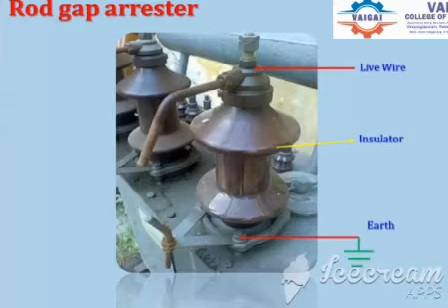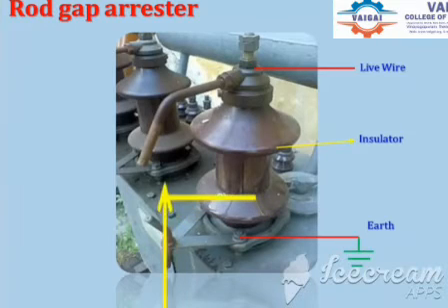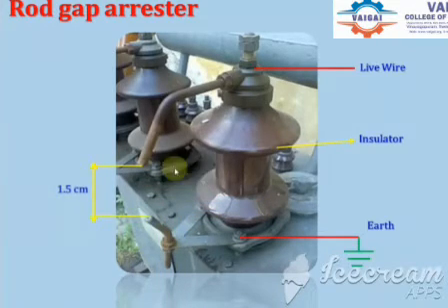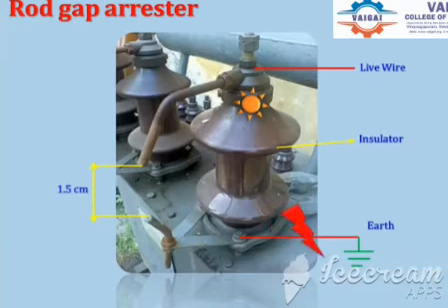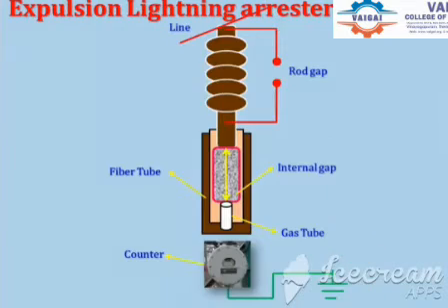Next one is the rod gap arrestor. See the diagram. There will be two rods, and between these two rods there will be a gap of 1.5 centimeter. It is a spark gap. Whenever high voltage occurs, the spark gap makes contact, that is, it is short circuited. Then the high voltage flows via the insulator to the earth. This is the concept of the rod gap arrestor.